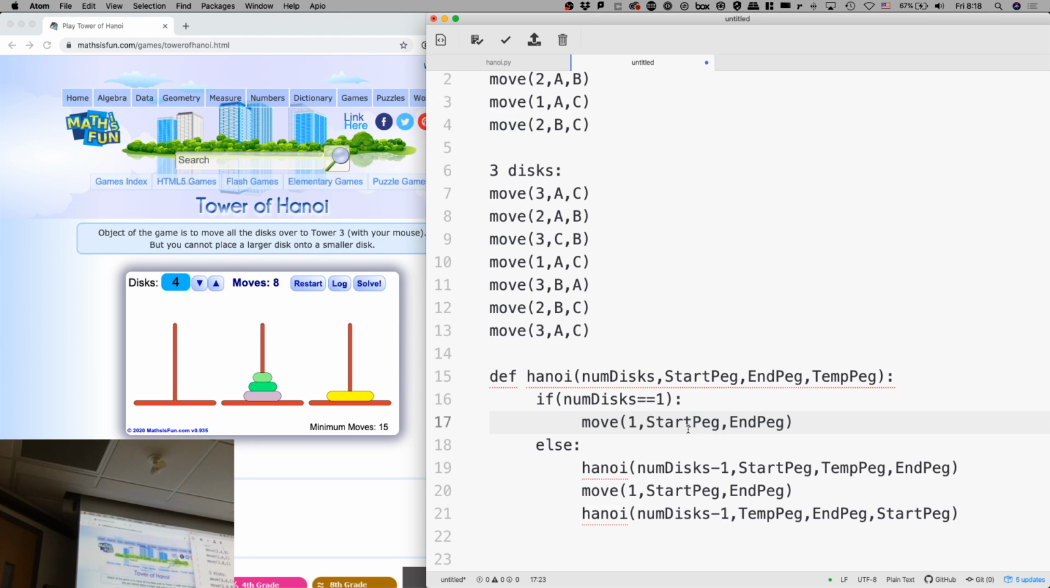But notice that the Hanoi function refers to itself. So if I want to move 3 disks, how do I do that? I move 2, I move 1, I move 2. But how do you move 2? Well, you move 1, you move 1, you move 1. Do you see how this kind of unwraps like an onion?